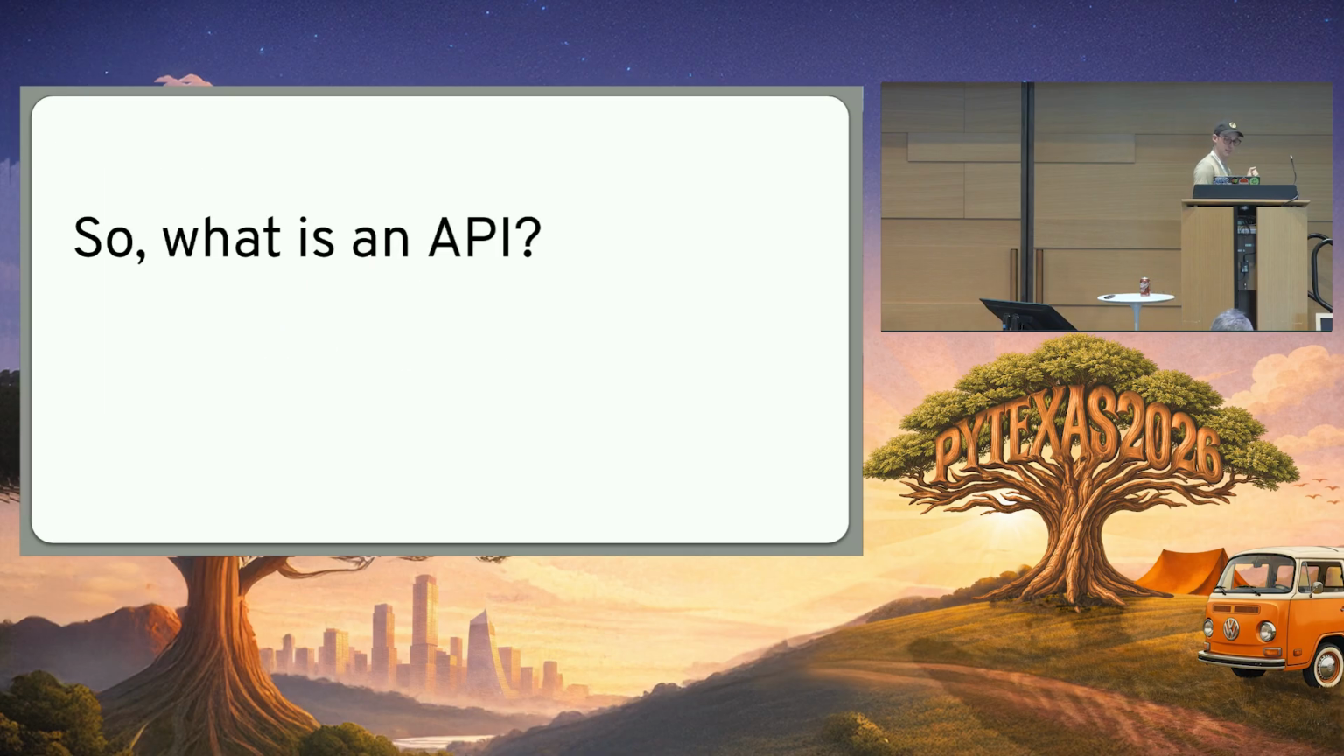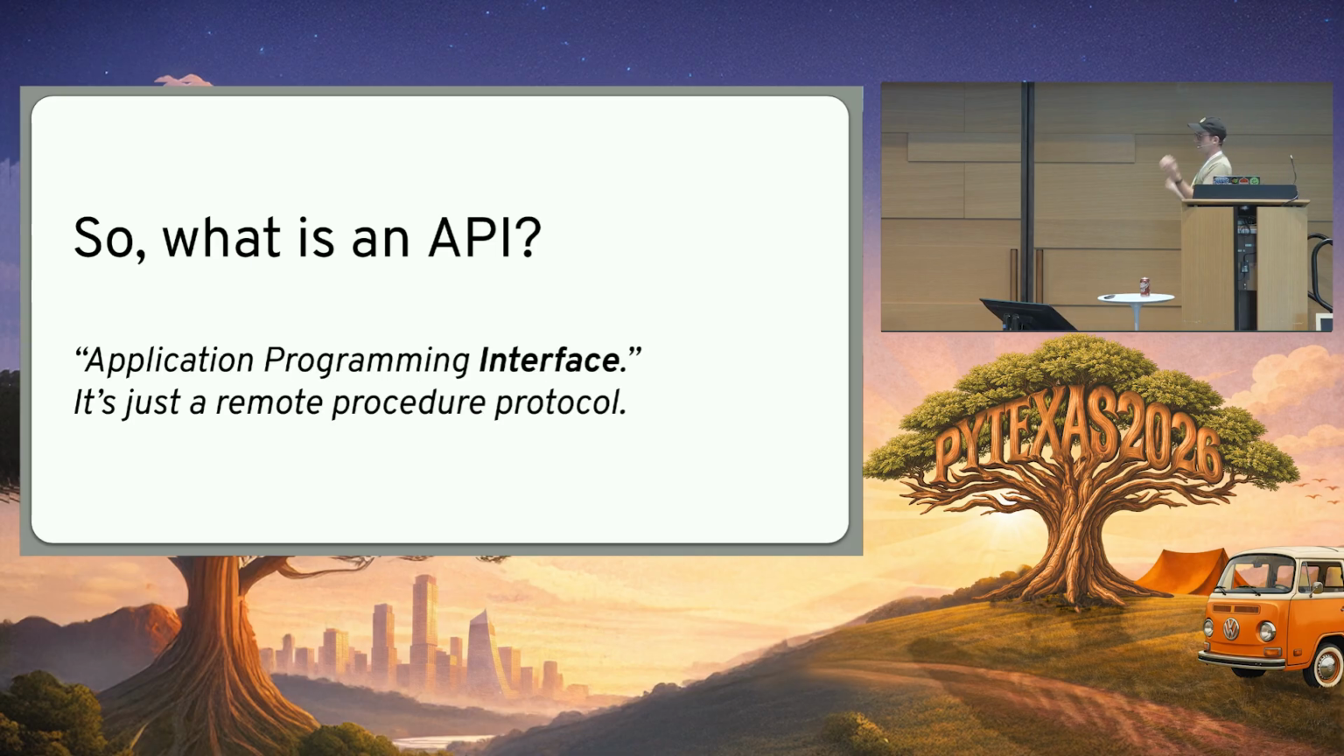So what is an API? What does it stand for? Application Programming Interface, with emphasis on the interface. Friends, it's just a remote procedure protocol. Usually we use HTTP, or sometimes we make it fancy with REST, or the same thing, right? But it's just a protocol. It's a way we call things to do things.